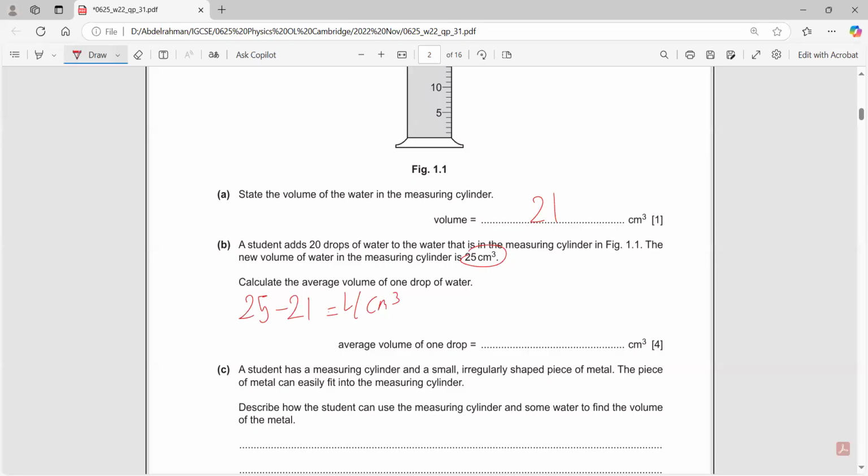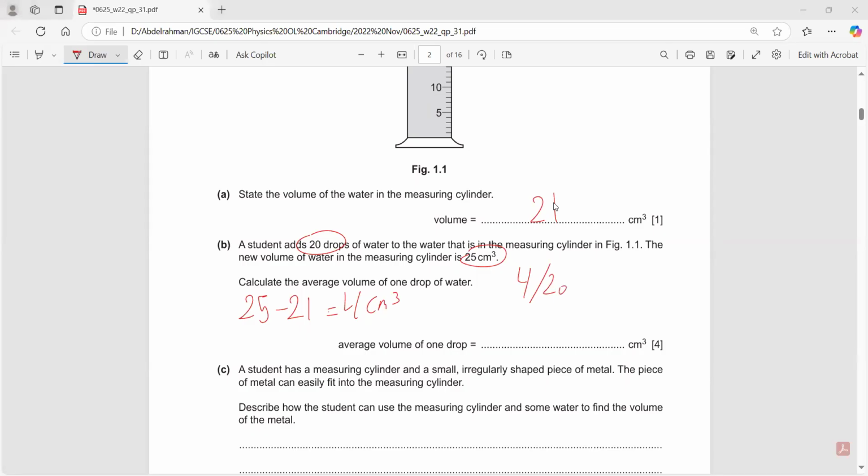Can I find the average volume of one drop? How can I find the average volume? Divide. Yes, we will divide. Should I divide 20, which is the number of drops, by 4, or 4 divided by 20? What do you think? I think it should be 4 over 20. Yes, 4 over 20, which would give you an average volume of 0.2 centimeters cubed.